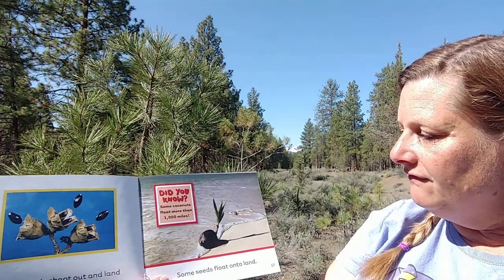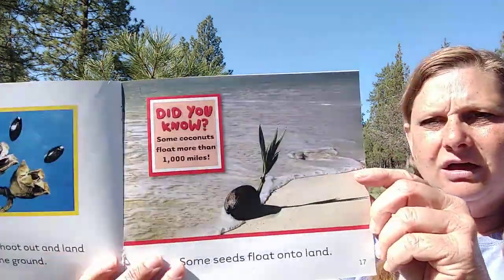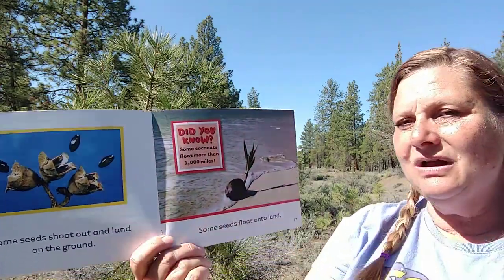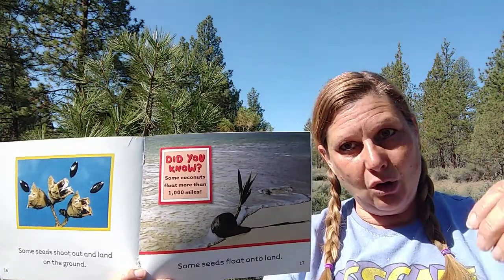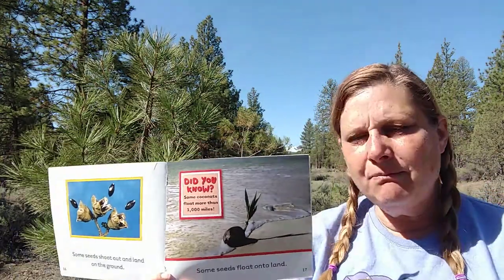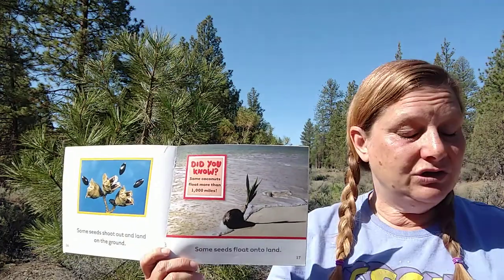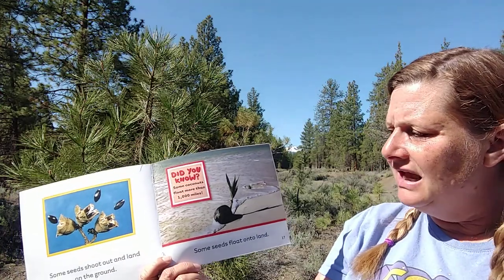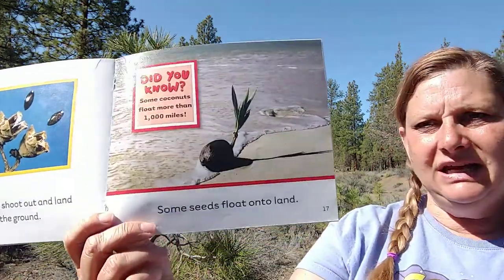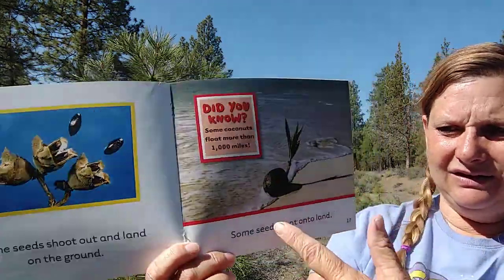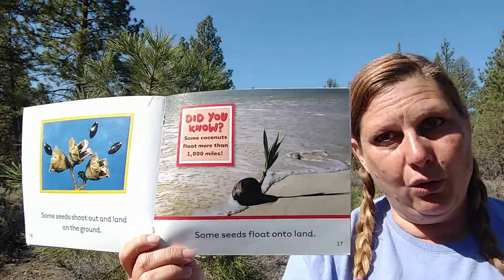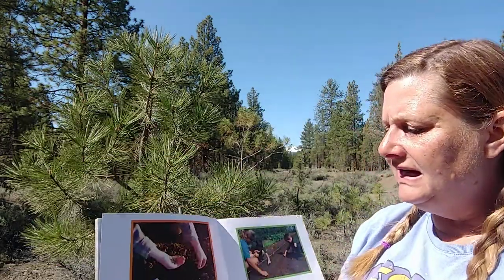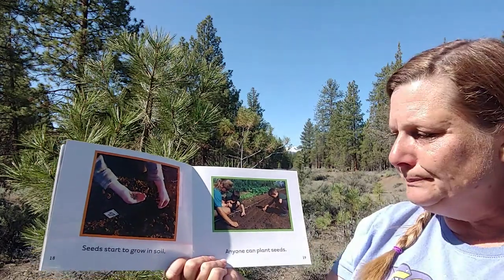And some seeds float onto land. Guys, do you know what that is again? There is another coconut. That coconut went plink into the ocean. It got washed out to sea, and maybe 1,000 miles away, which is way far away, it washes up onto the shore, the land, somewhere else. And while it's been out to sea, it's already sprouted, and now it needs to get buried into the sand, and it will grow a coconut tree. Crazy.